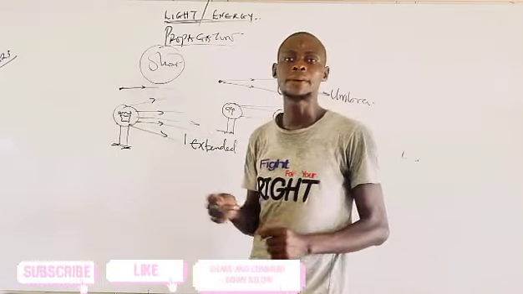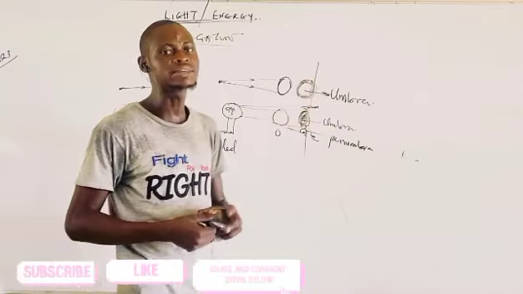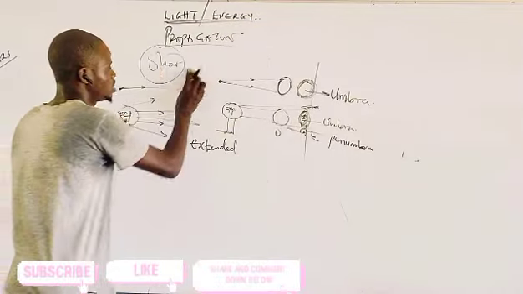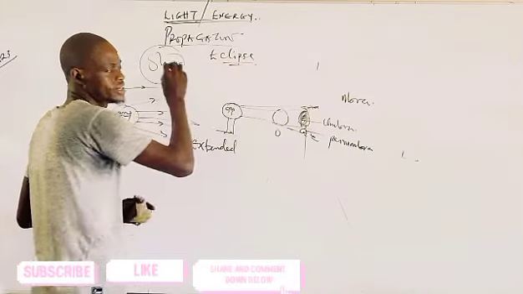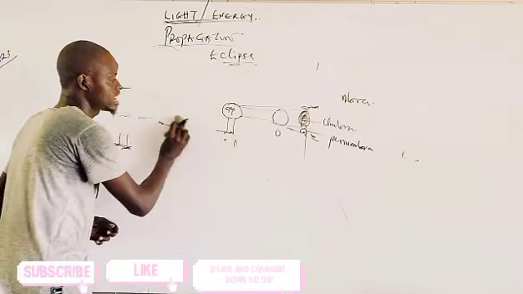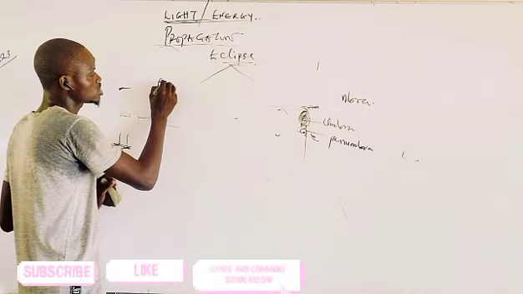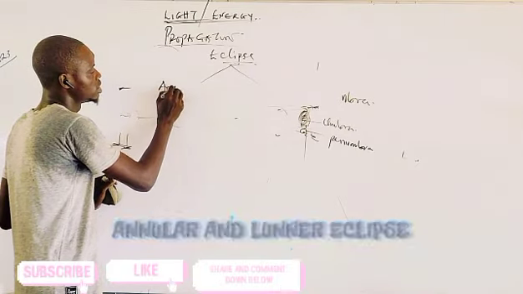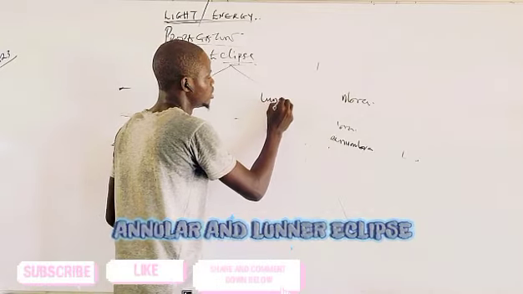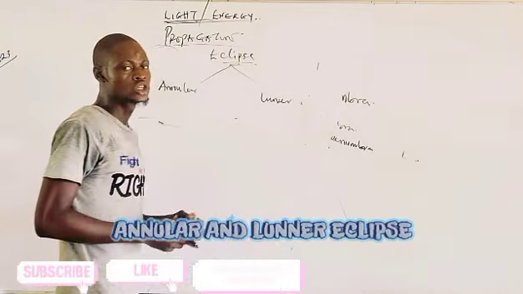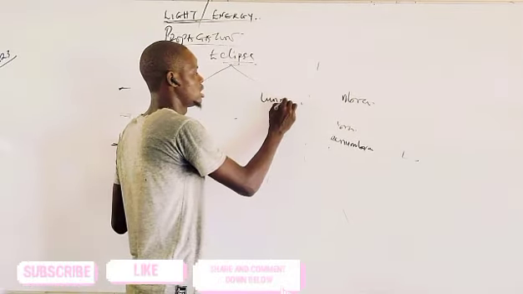Shadow finds its own application in eclipse. Eclipses are classified into two. We can have the eclipse of the sun, which is known as annular eclipse, and we can also have a lunar eclipse. So eclipses are classified into what? Annular and lunar.